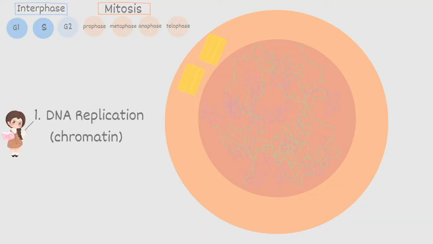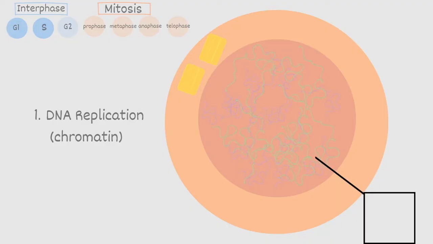The major thing that happens in synthesis phase is DNA replication. In other words, replication of each of the chromatin. So if we took a close-up here and look at the chromatin activity during this phase, you would see every single chromatin duplicate itself. Remember that at the beginning of the S phase, your cell has 46 total chromatin, 23 maternal and 23 paternal. After DNA replication, which is the end of S phase, you have double the amount of chromatin.